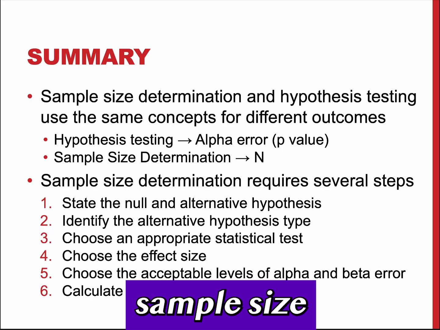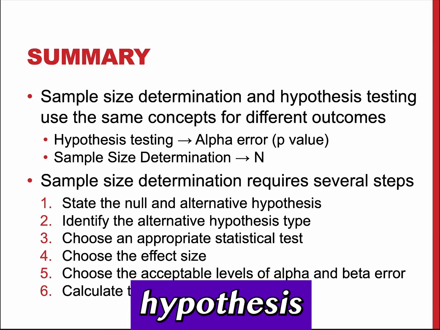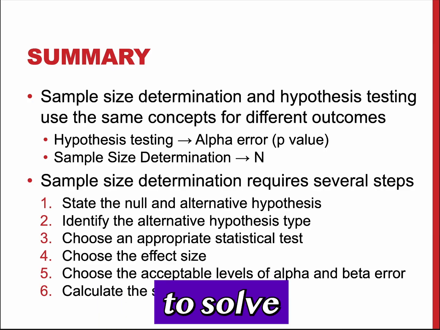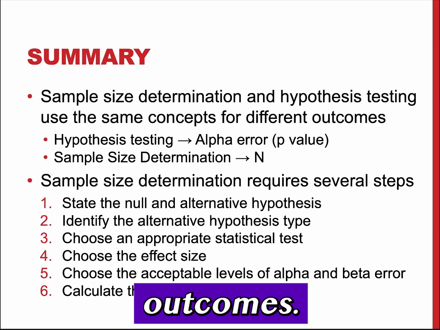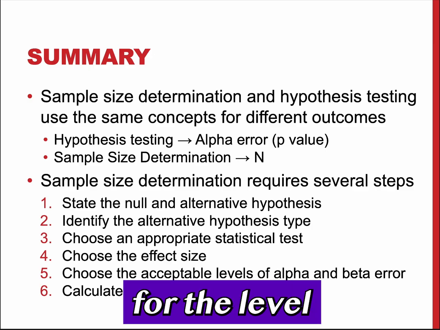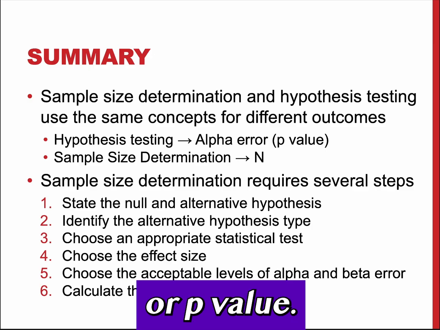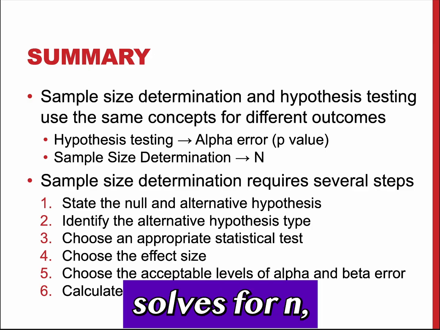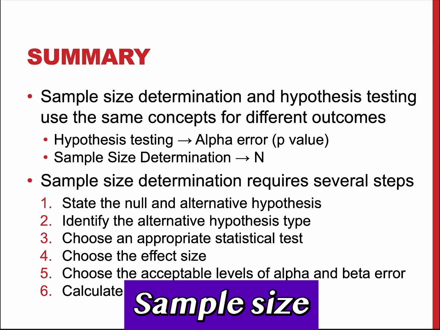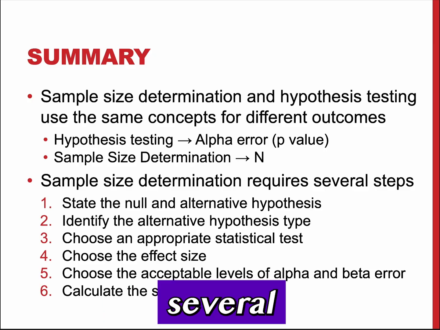In summary, sample size determination and hypothesis testing use the same concepts to solve for different outcomes. Hypothesis testing solves for the level of alpha error or p-value. Sample size determination solves for n, sample size. Sample size determination requires several steps.